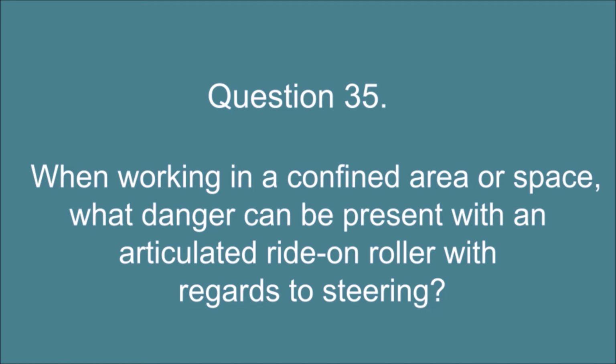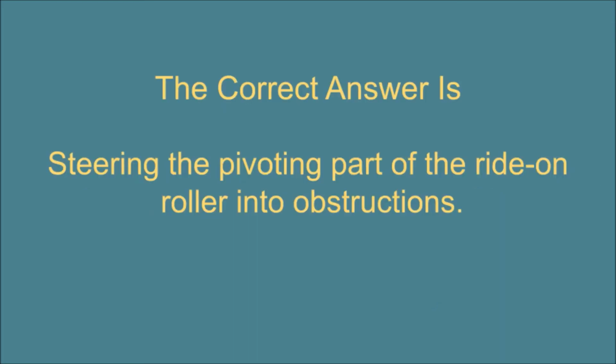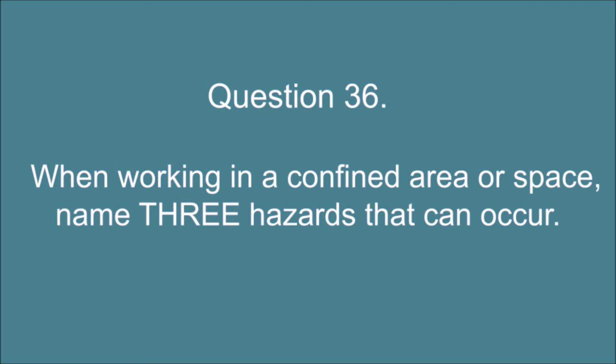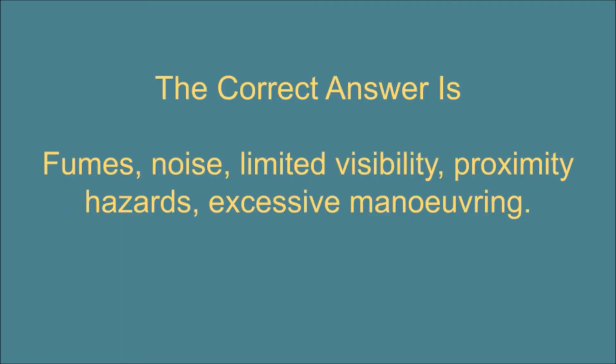Question 35. When working in a confined area or space, what danger can be present with an articulated ride-on roller with regards to steering? The correct answer is steering the pivoting part of the ride-on roller into obstructions. Question 36. When working in a confined area or space, name 3 hazards that can occur. The correct answer is fumes, noise, limited visibility, proximity hazards, excessive maneuvering.